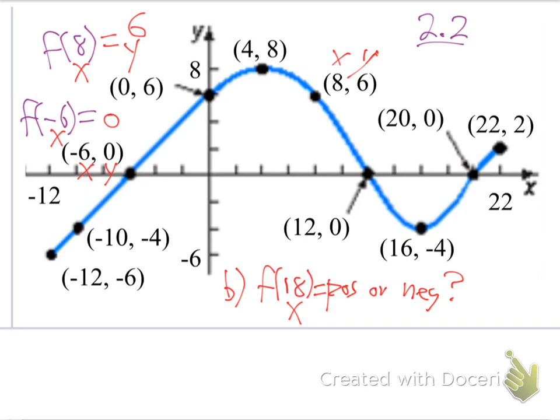About where? Yeah, this is 16 here. This would be 18 here. This is 20, 22. So 18 would be something there. 18 comma something negative. I don't know exactly what, and I don't need to. They're just asking me positive or negative. So when x is 18, the x value of 18 goes with a y value that is negative. So the whole key to graph function reading is what's plugged in is x, what comes out is y.